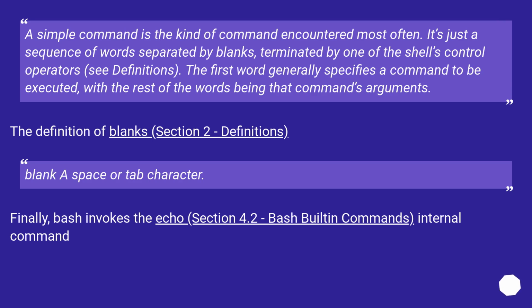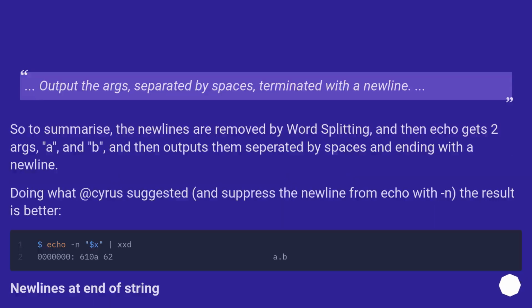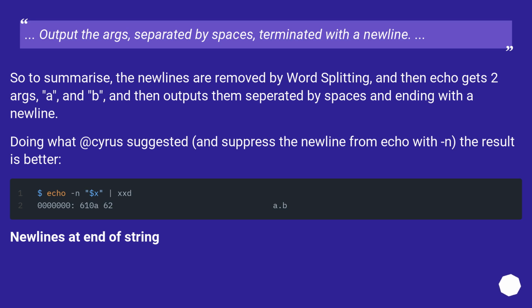Finally, bash invokes the echo internal command, section 4.2, bash built-in commands. Output the args, separated by spaces, terminated with a new line. So to summarize, the new lines are removed by word splitting, and then echo gets two args, A and B, and then outputs them separated by spaces and ending with a new line. Doing what Cyrus suggested, and suppressing the new line from echo with -n, the result is better.